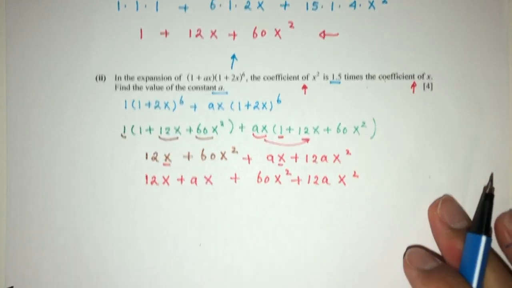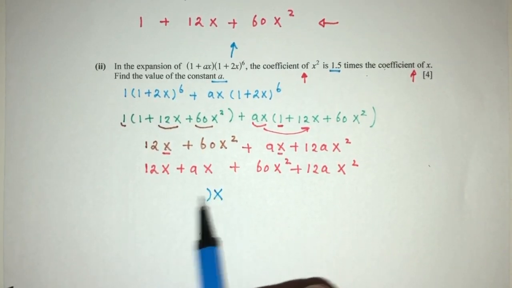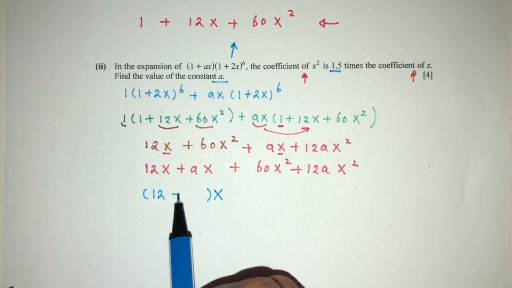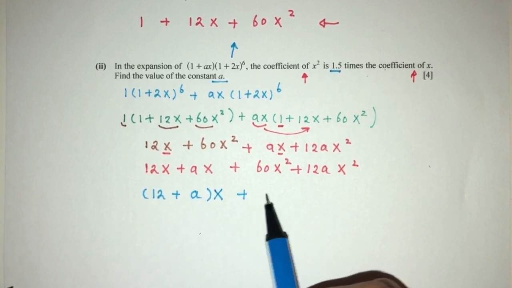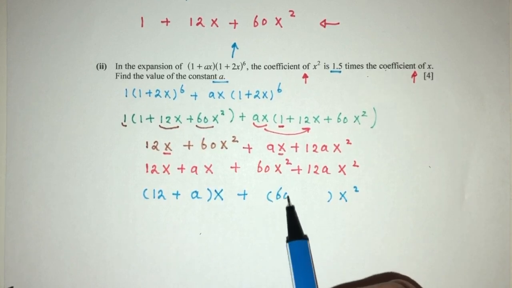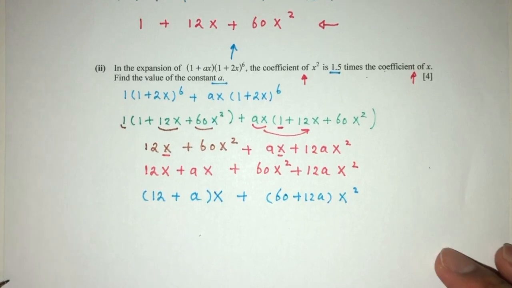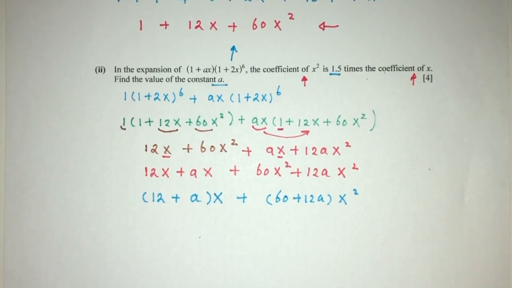Now we can try to factorize, because here we have x, which is common. X outside, you will have 12 plus a. And here we have x squared, which is common. That will be 60 plus 12a. So now we have to look at the question that is given to us.